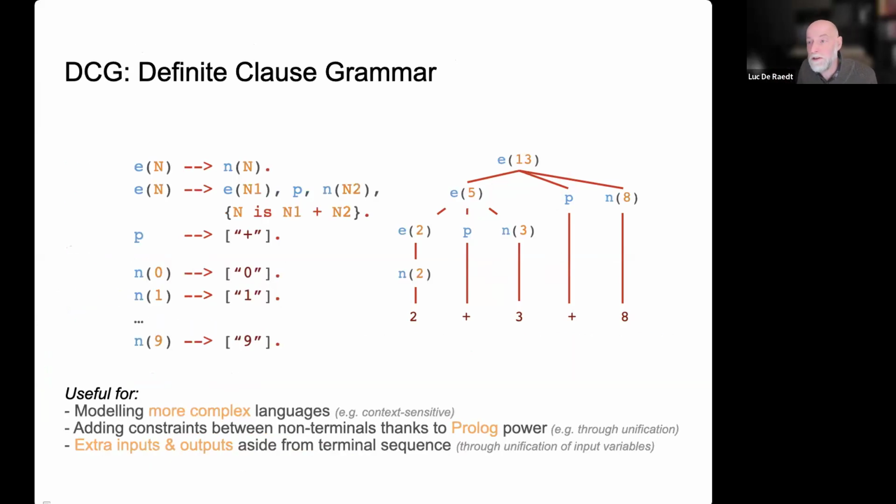The other orthogonal direction for extending these grammars is with unification. Unification is meant, for instance, to enforce agreement between the subject and the verb, that should both be in singular or in plural form. Here it's used in this little example to pass on the value of the expression that has been parsed. And that's actually what we've got over here.